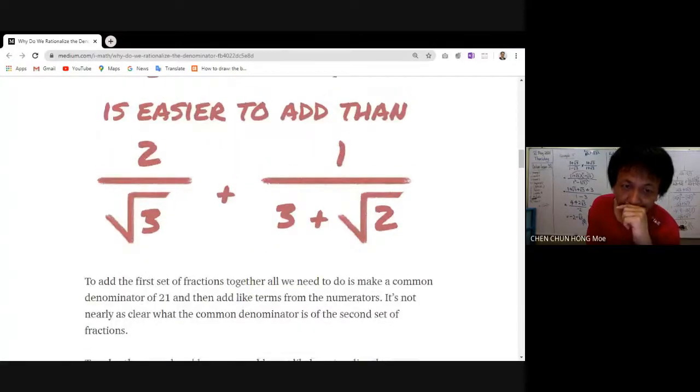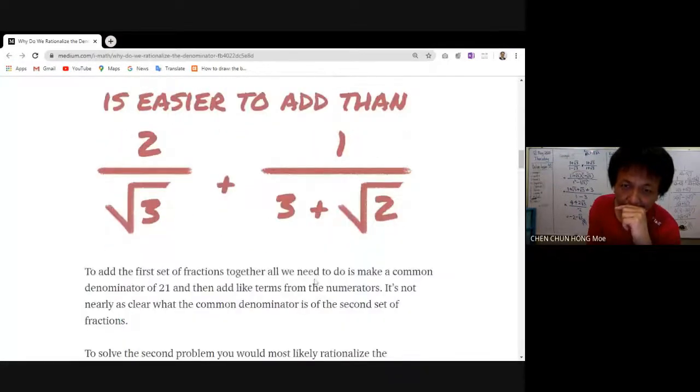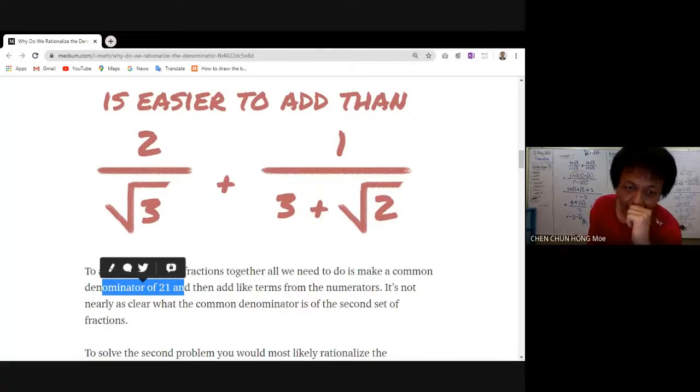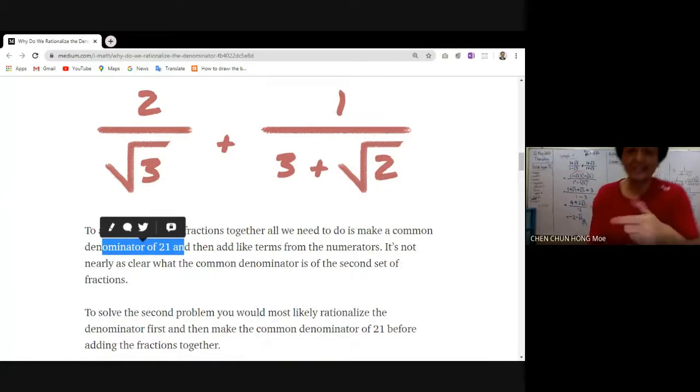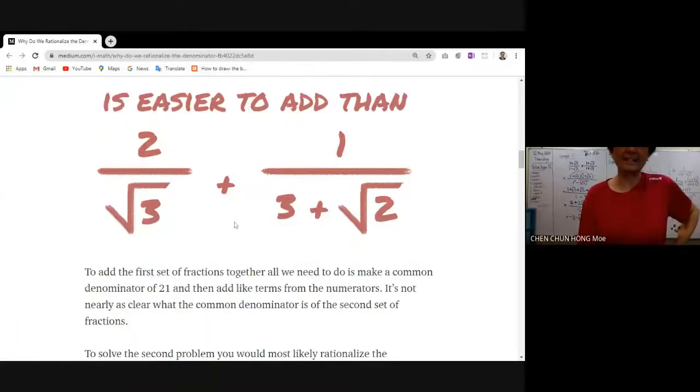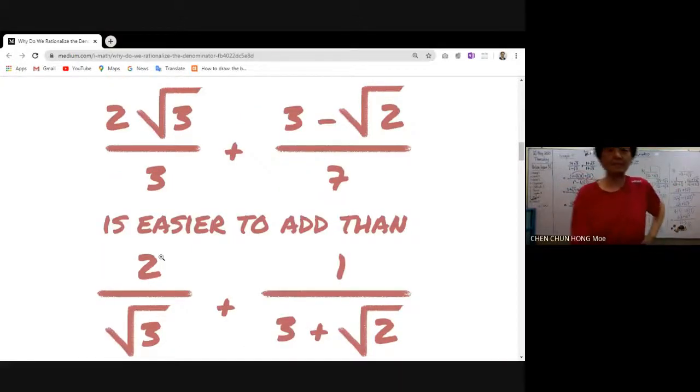To add the first set of fractions together, all we need to do is make a common denominator of 21, right? But it's not so in the second case. We still have to RTD before we add the second. I think this makes sense. Yeah, we RTD because of further computational problems.